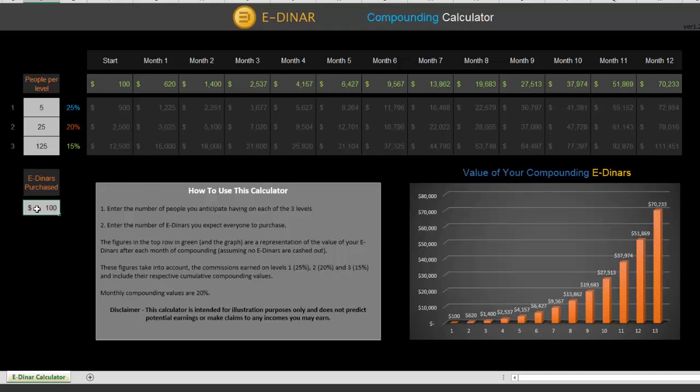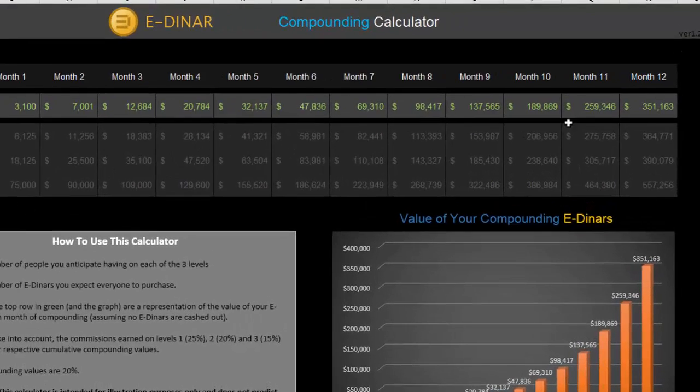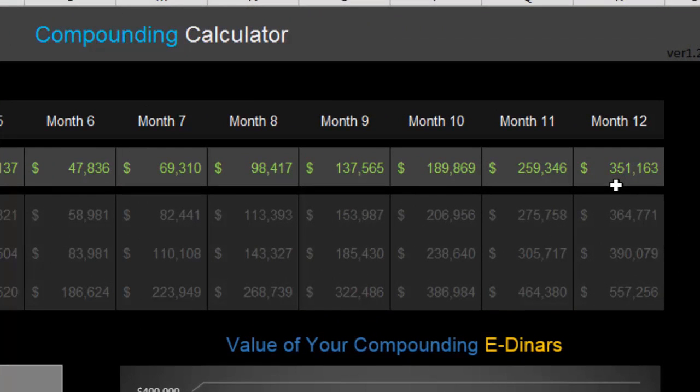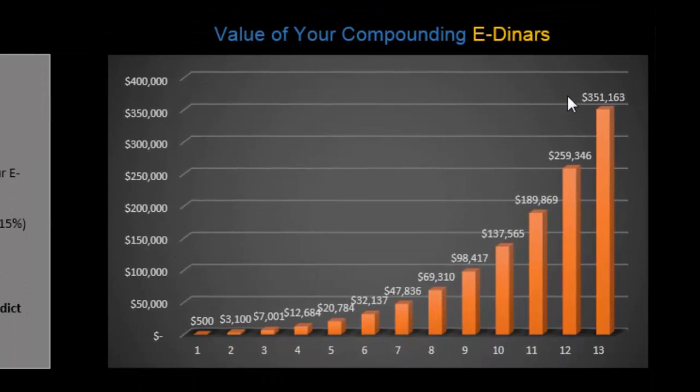So at any stage, if you decide you want to increase the amount you want to put in, you can do. If everyone's putting in $500 and you've got 5 people, and this is just working down 3 levels. This plan pays down 7 levels, but I'm only showing 3 levels because it gets too silly. At the end of the year, you're looking at money that can pretty much pay off your mortgage and buy you another house if you want. And here it is shown on the graph. So this is very, very powerful.